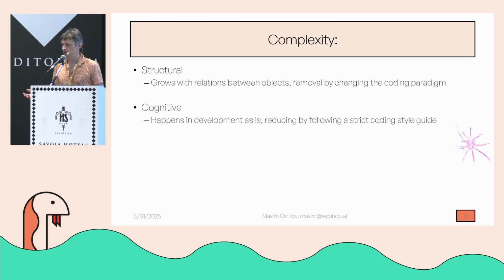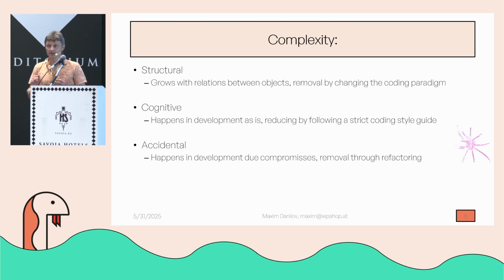Also, we have cognitive complexity. It is a pretty famous part of complexity, and really subjective, because for me something is easy, for somebody else something in code is really complex. It can be reduced a little bit if my team follows a strict coding paradigm or coding style guide, which should exist for every project, and it should be changed to implement the business goals in the project.